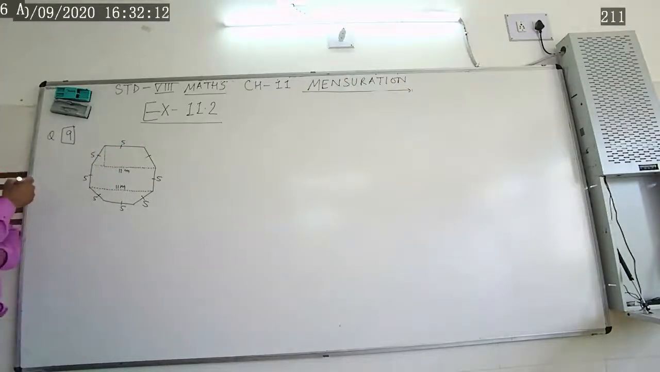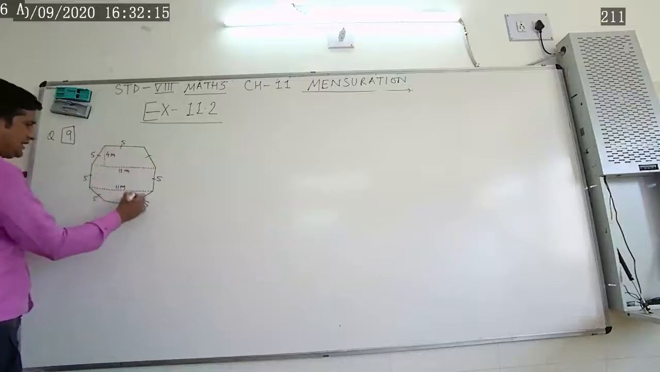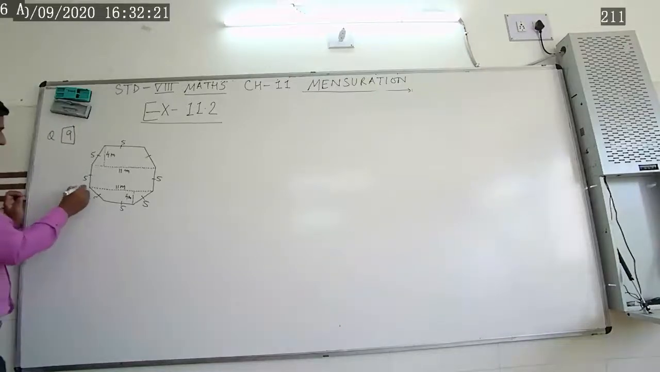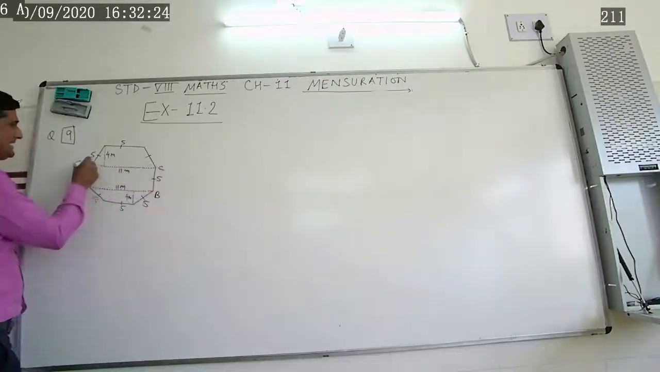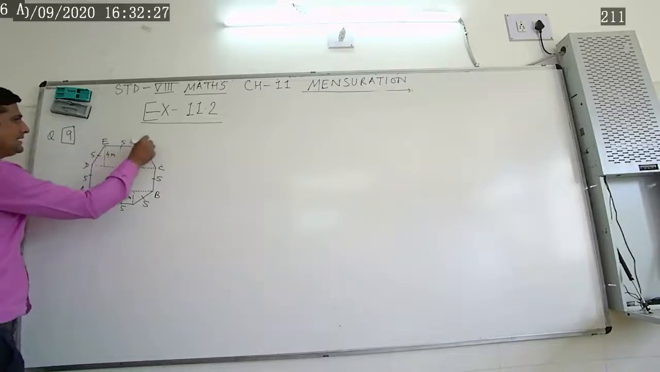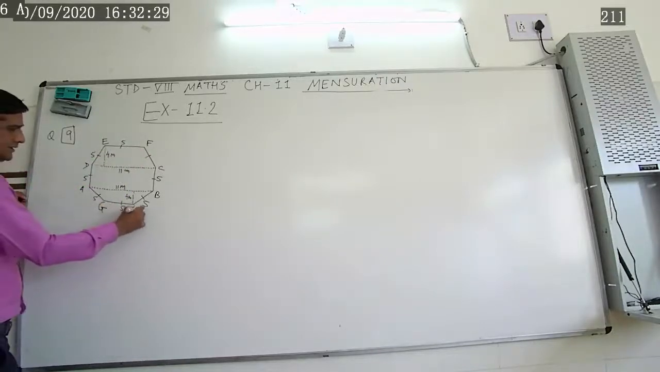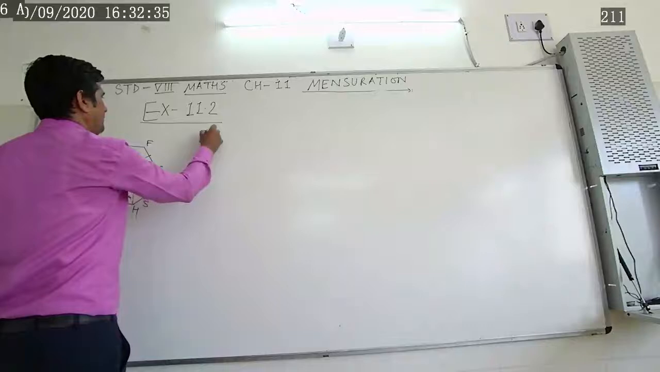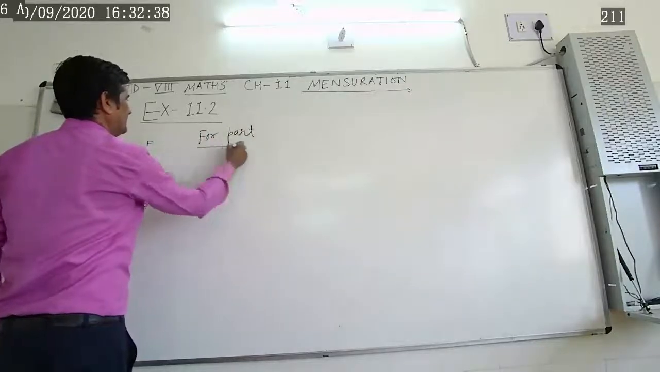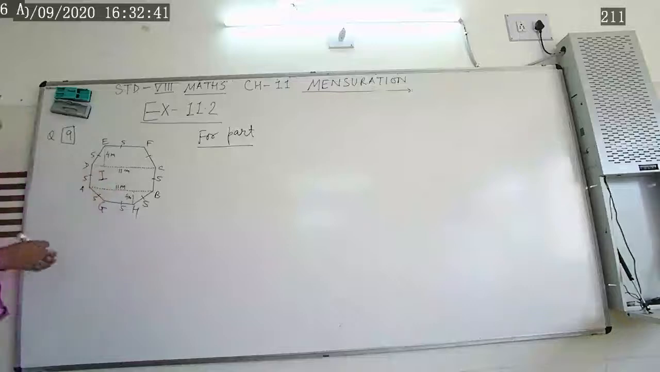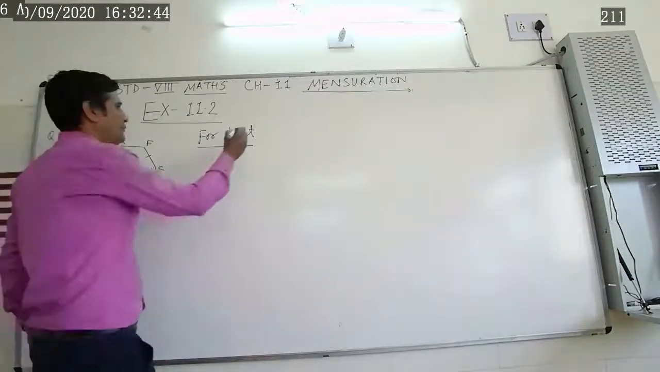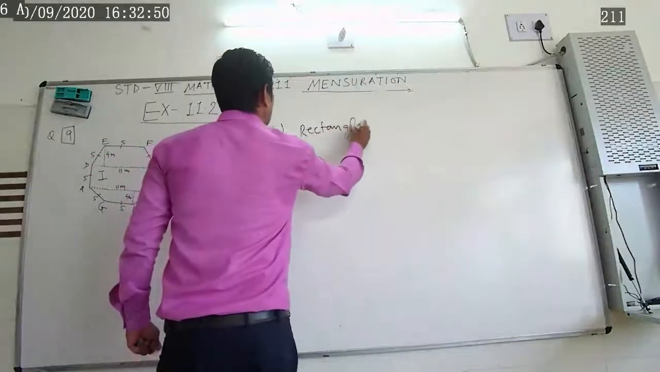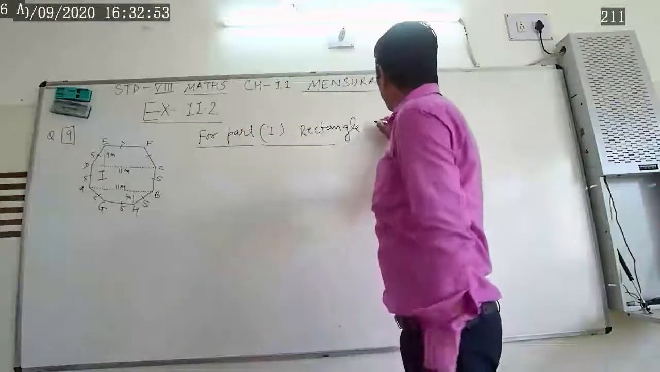This distance h is equal to 4 meters. So this again will be 4 meters. Let me choose A, B, C, D, E, F, G, H. Let me see for part 1. I am taking it as part number 1. Part 1, what is it? A rectangle whose name is ABCD.